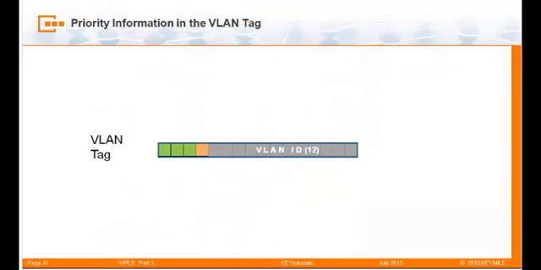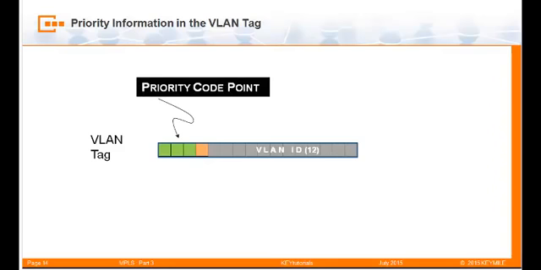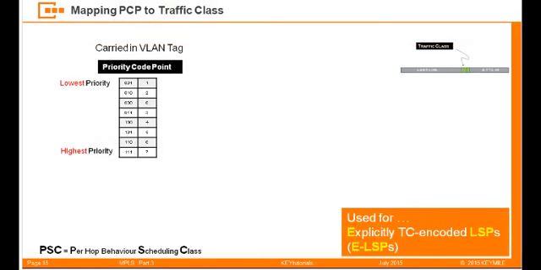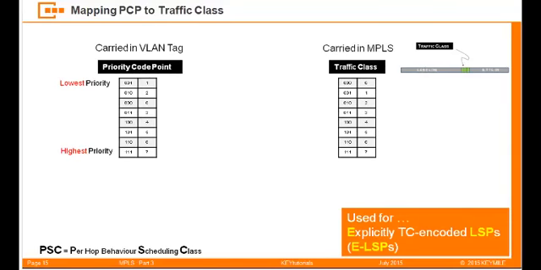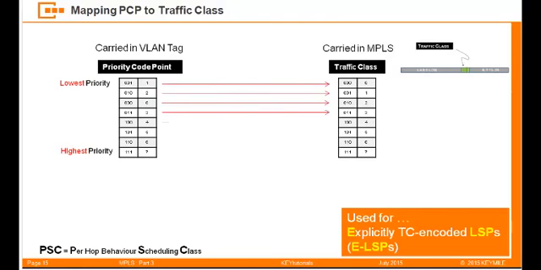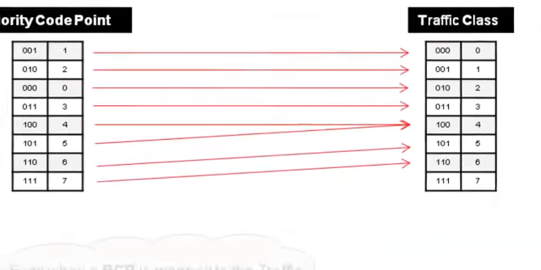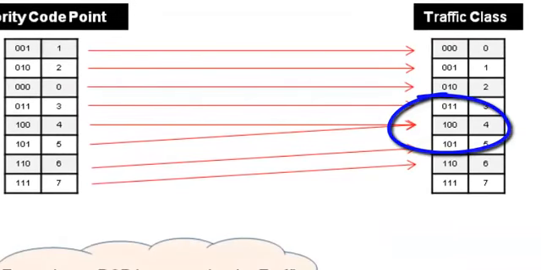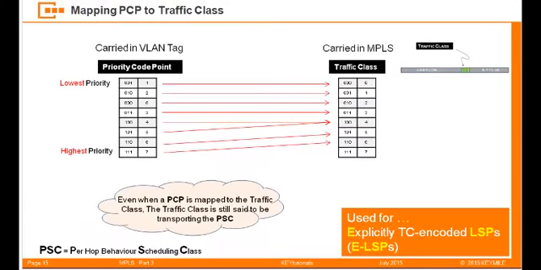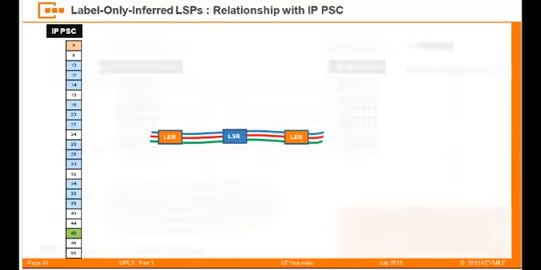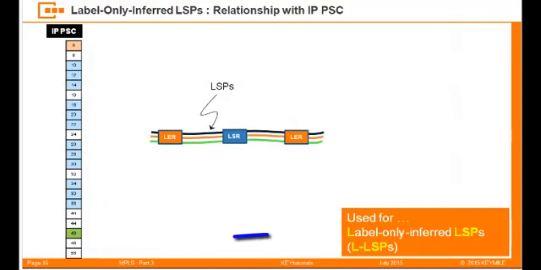Here, the priority information is carried in a 3-bit field called the priority code point, or PCP. So, this time, rather than using the diffserv code point, the PCP value in the VLAN tag is used and mapped to the MPLS traffic class. The mapping might be 1-to-1, or as the diagram here shows, 2 or more PCPs might be mapped to a single traffic class.